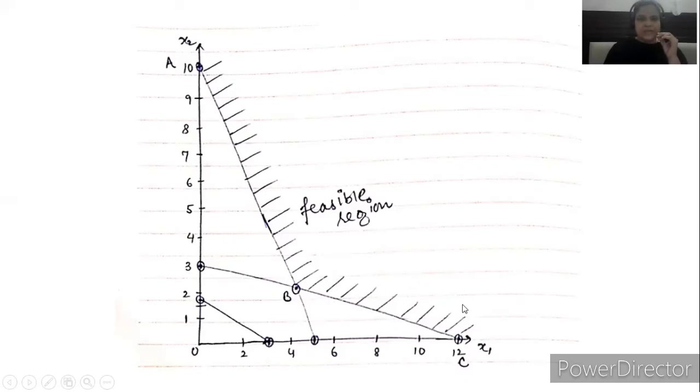Till now, the area which satisfies both the equations for the above two constraints is this one area. Now we will draw the third constraint, 0, 10 and 5, 0, this one. For the outward area, this area satisfies this constraint. So the area which satisfies all the three equations is this shaded region.